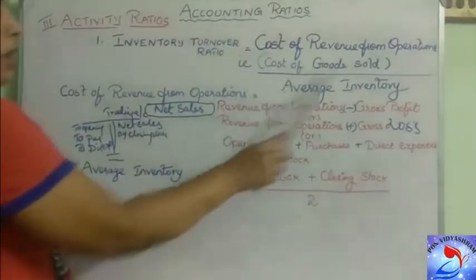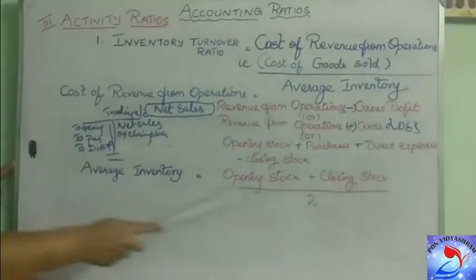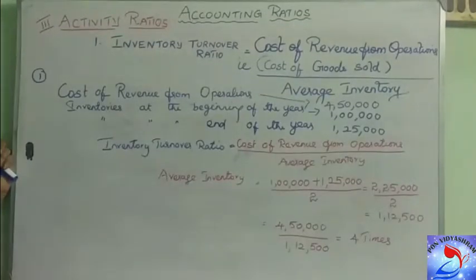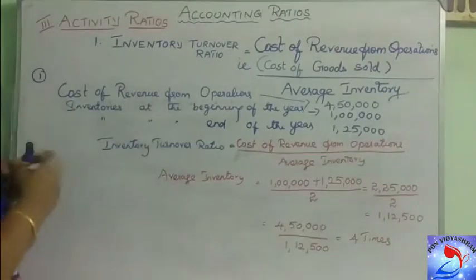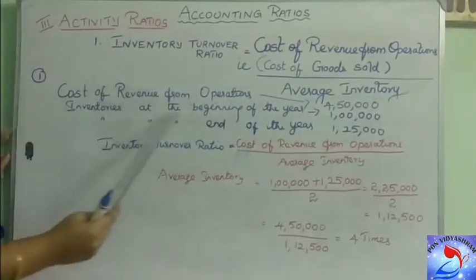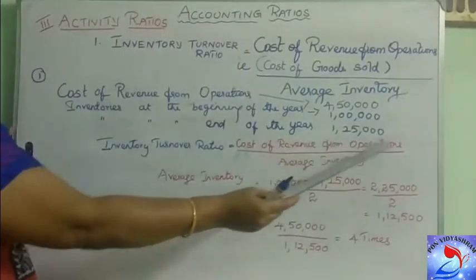Now, how to find out the average inventory? Average inventory is equal to opening stock plus closing stock divided by 2. So, let us do some sums related to inventory turnover ratio. First sum: the cost of revenue from operations is 4,50,000, inventories at the beginning of the year 1 lakh, inventories at the end of the year 1,25,000.